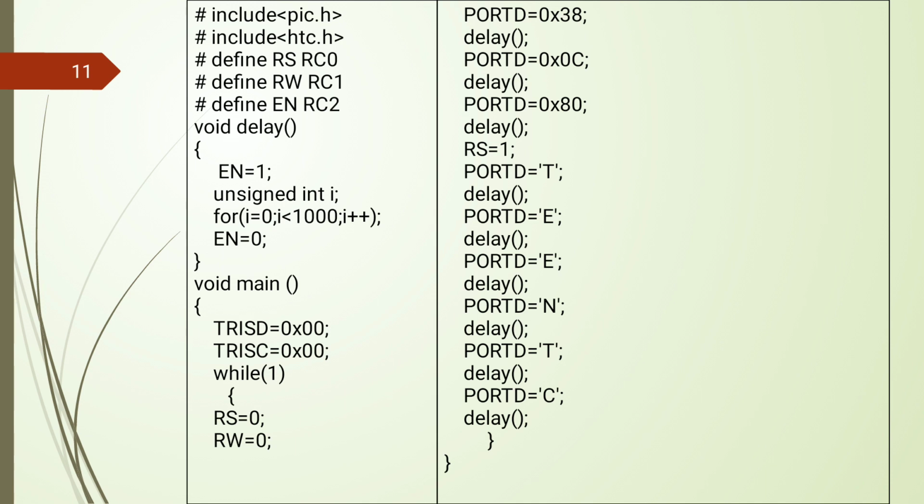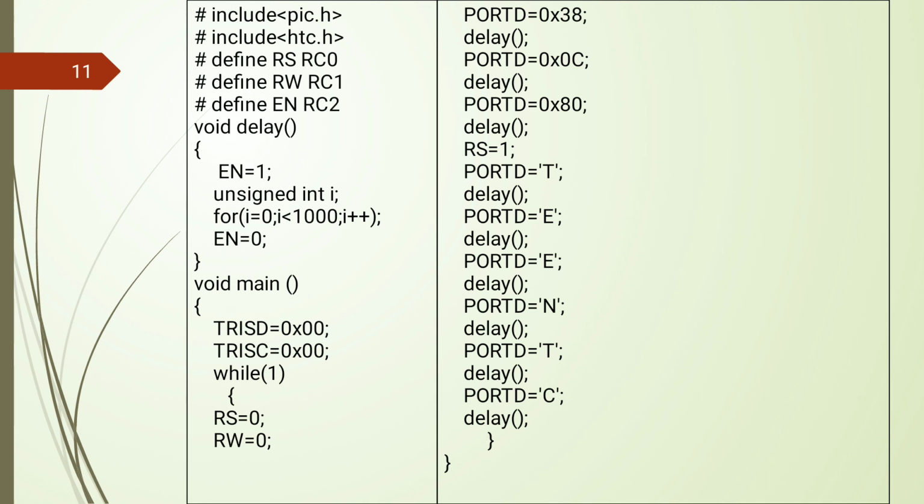Next is htc.h, used for the HI-TECH C compiler. Here we are using the HI-TECH C compiler, so we are using htc.h. After that we have to select the controller's port as an output port for accessing data of the LCD pins, that is D0 to D7.